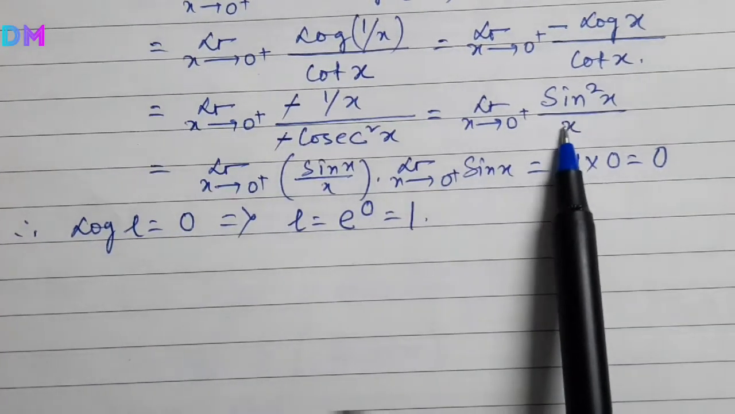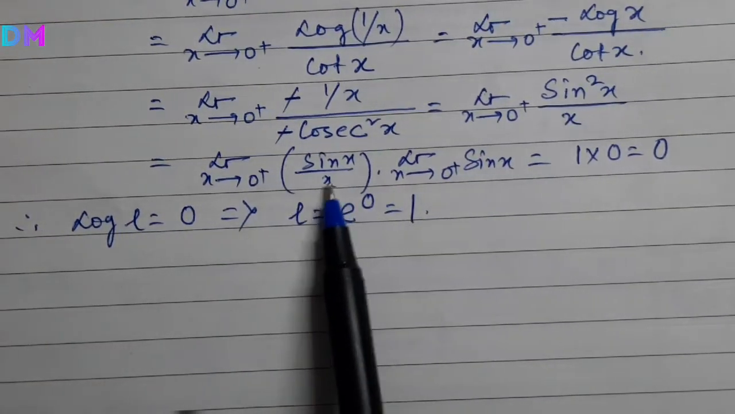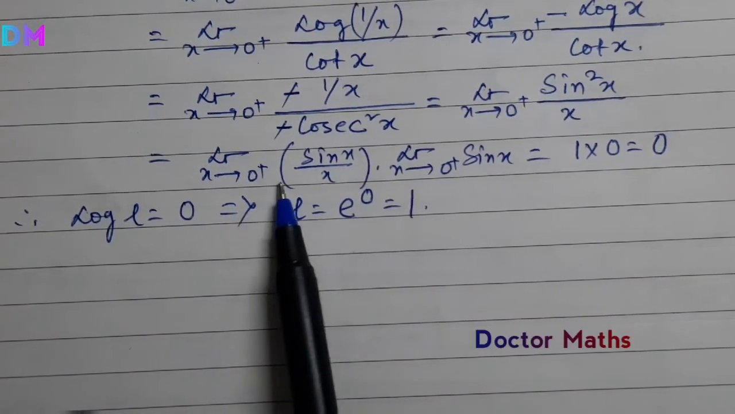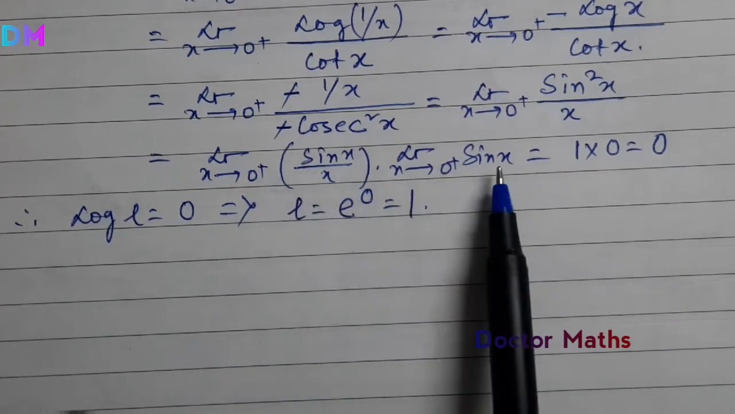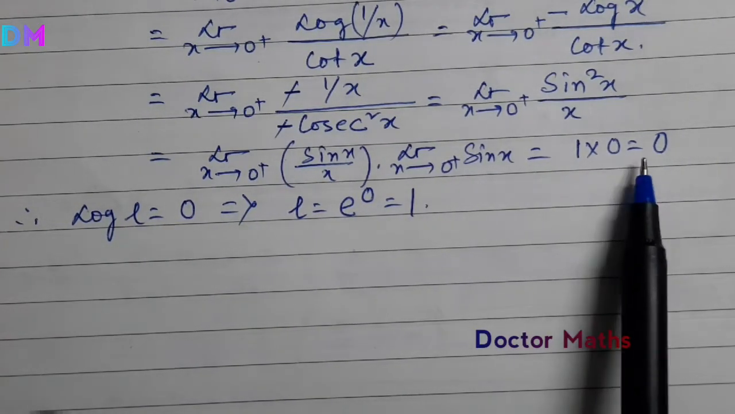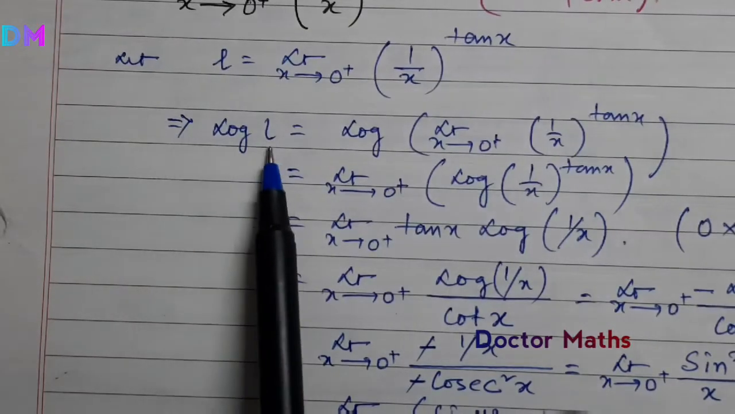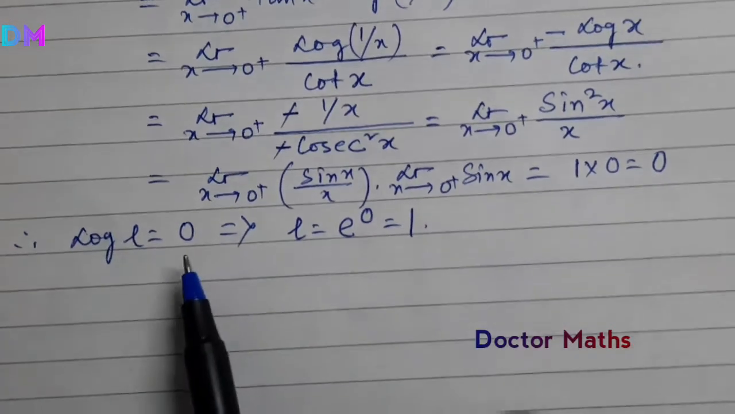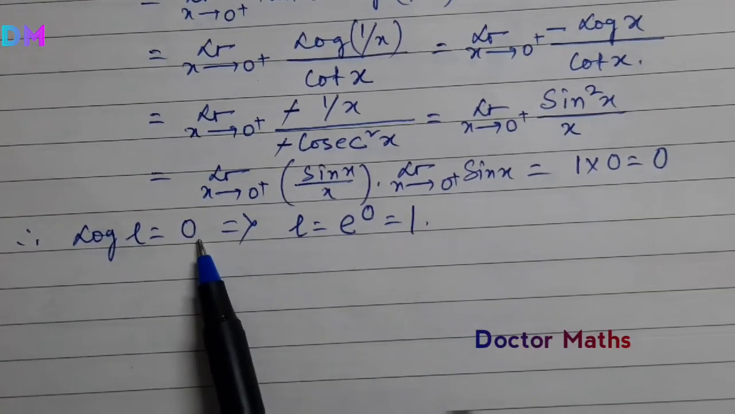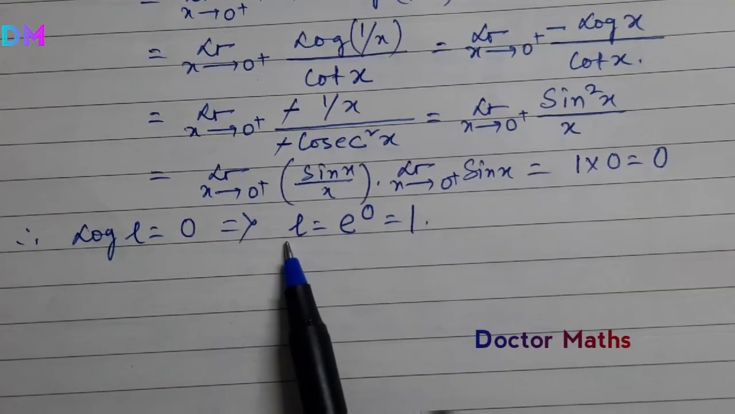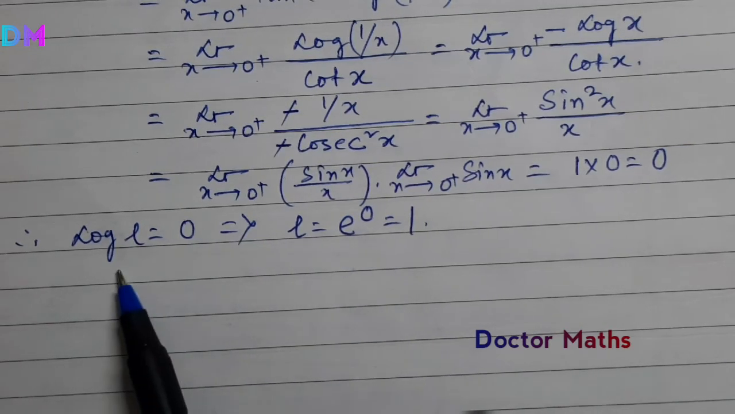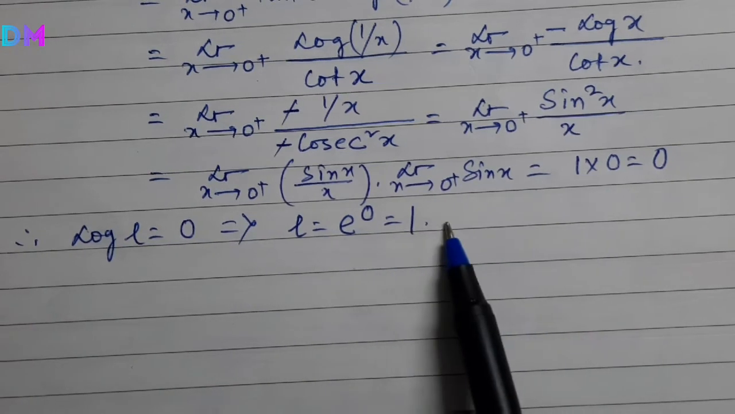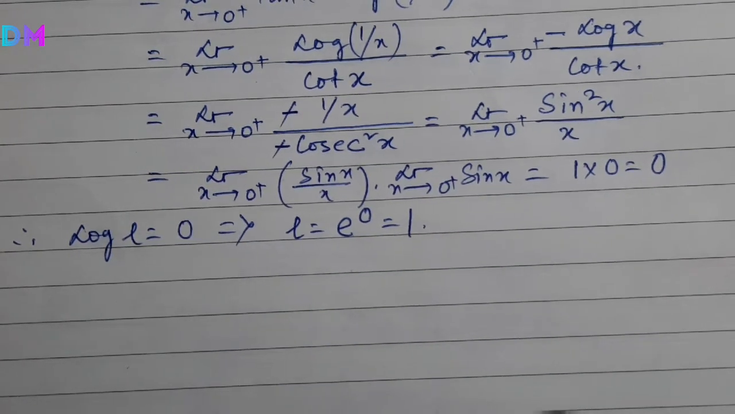Now we can write this sin square x by x as sin x by x into sin x, and we can distribute the limits also. So if we distribute the limit, this part will be 1 and this part will be 0. So therefore the limit of log L, this log L's value is coming 0. So therefore log of L is equals to 0, which implies L is equals to e to the power 0, since the base is e, and e to the power 0 is equals to 1. Hence this is the answer of this limit.